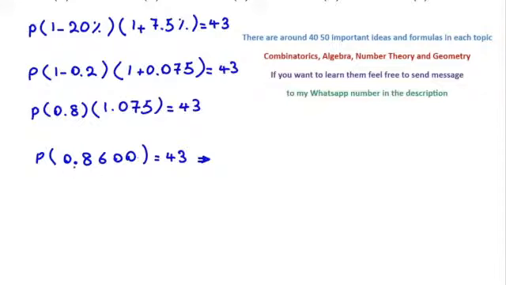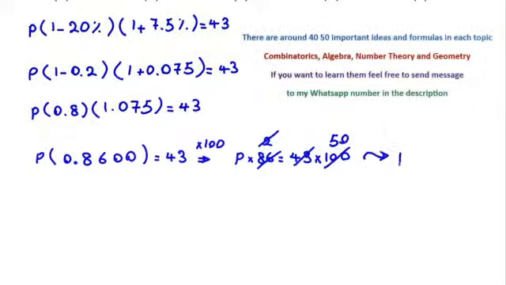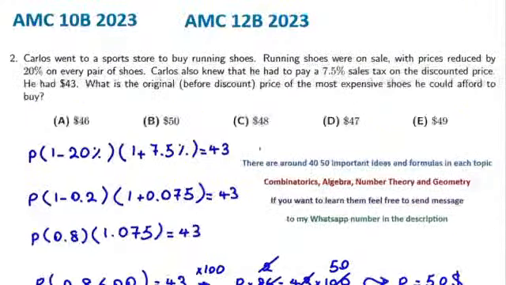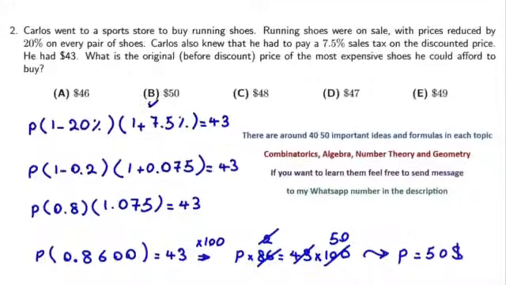Now to get rid of these decimal digits, we multiply both sides by 100. So it will be P times 86 equals 43 times 100. Now, if you divide both sides by 43, it will be 2. If you divide both sides by 2, it will be 50. So the original price should be $50. It will be choice B.